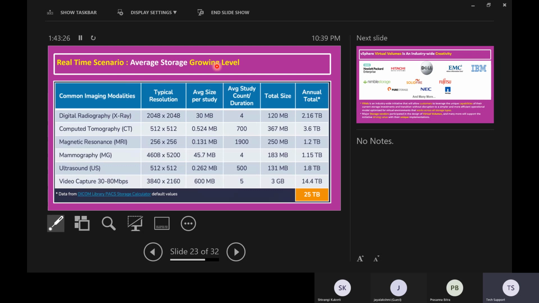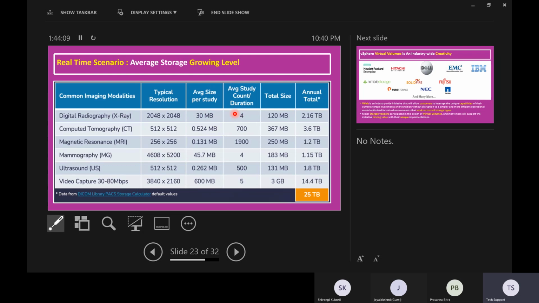Average storage growth level. Normally in medical hospitals, the medical reports are in X-ray format, computed scanning, magnetic resonance MRI scan, ultrasound scan, and video captures. All these have a typical, average resolution, the same as our computer screen has a resolution. A mobile camera also has resolutions like 760 megapixels, 1024 like that. Even X-ray uses a 2048 pixel resolution. As per the study, this resolution file size on average is equivalent to 30 MB.